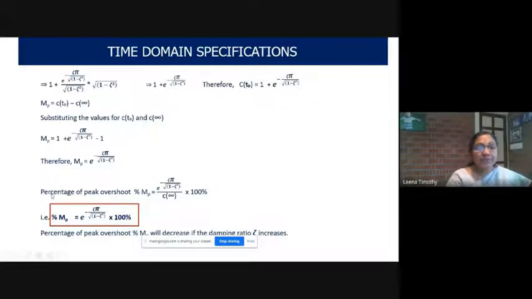This is the expression. Usually it is expressed as percentage of peak overshoot, percentage Mp, that is equal to e raised to minus theta pi by root of 1 minus theta square, divided by C infinite, that is equal to 1, into 100%. So this is the final expression: percentage Mp is equal to e raised to minus theta pi by root of 1 minus theta square into 100%. Remember this expression by heart, it is required for doing problems. C infinite is the final value, equal to 1.